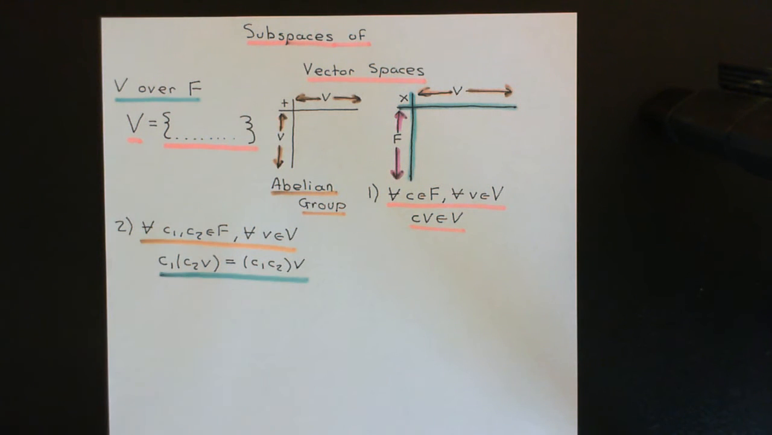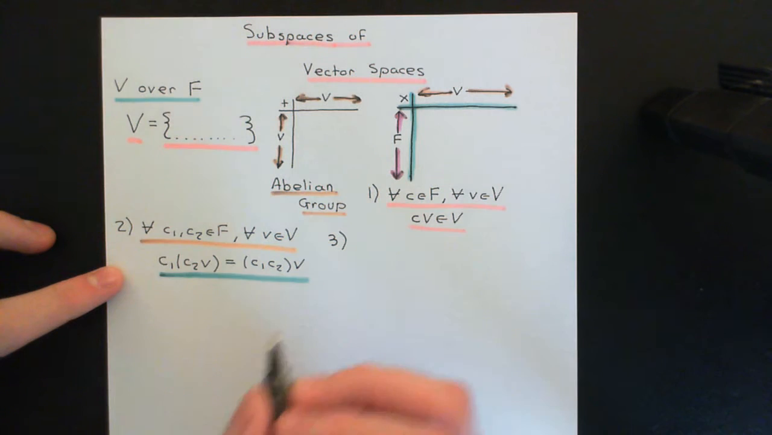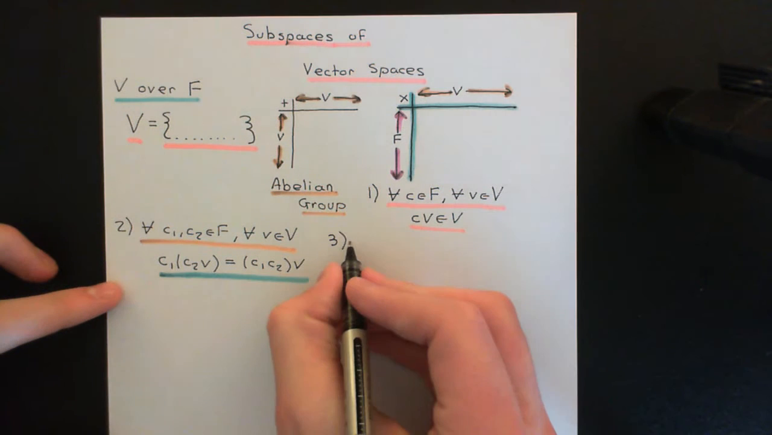There's only one answer to what a vector scalar multiplied by two elements of the field is actually equal to. It doesn't matter where you put the brackets. So that's associativity.